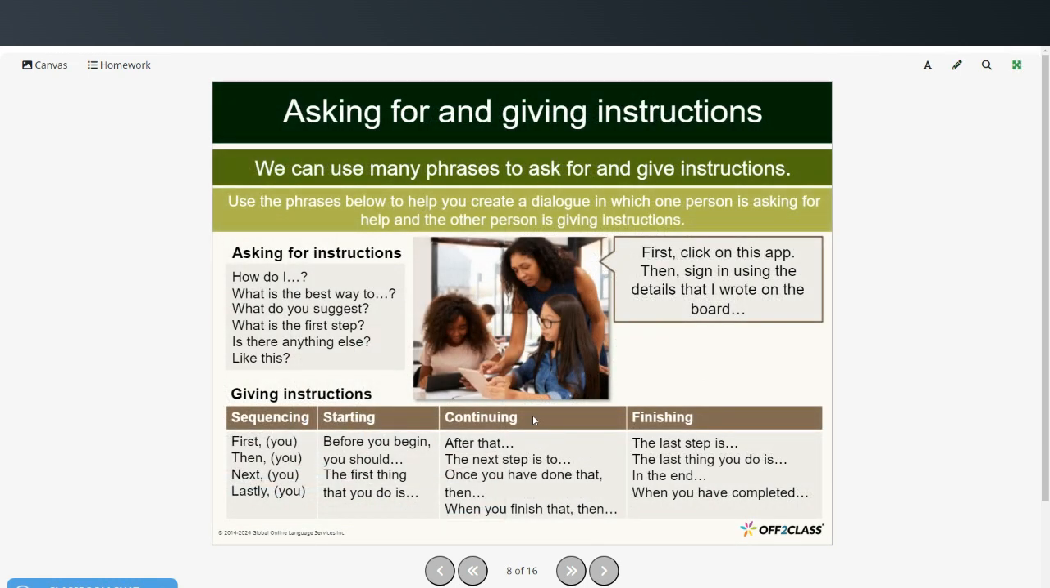All right, so asking for and giving instructions. We can use many phrases to ask for and give instructions. So in this time, you're going to use the phrases below to help you create your own dialogue in which one person is asking for help and the other person is giving instructions. So here are some of the questions you can use for asking for instructions, and then here are some things that you might use when you're giving instructions. And we have sequencing types of words: starting, continuing, and finishing. So you can go ahead and write your own dialogue and practice that on your own.